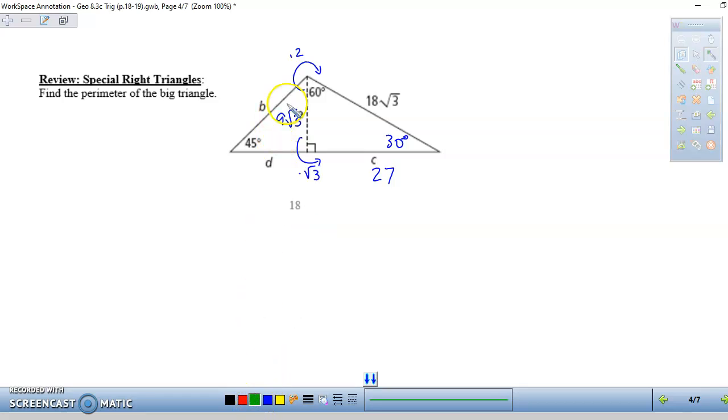Okay, on the other triangle here, it's going to be 45, 45, 90. So if A is 9 root 3, we know that D is also 9 root 3. And then here we have a times root 2 problem. So 9 root 3 times root 2 is going to be 9 root 6.